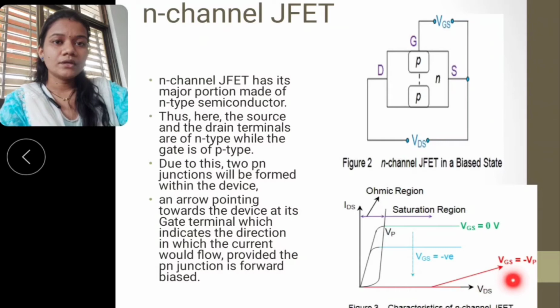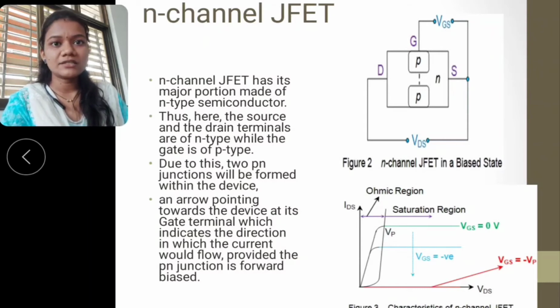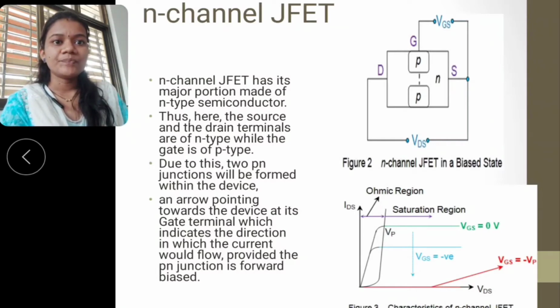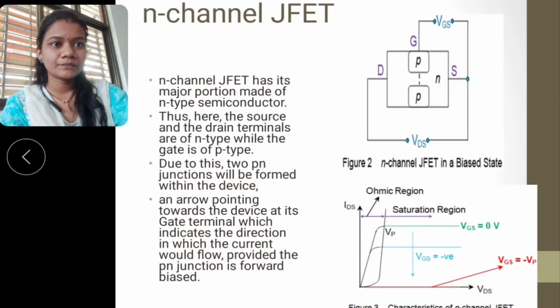That is the drain to source voltage versus the drain to source current, depending on the condition of the gate to source voltage. As we have seen, there are three cases: when the gate to source voltage is 0, when a small gate to source voltage is applied, and when a large gate to source voltage is applied. The N channel JFET has its major portion made up of N-type semiconductor. The majority charge carriers are electrons. Thus the source and drain terminals are N-type while the gate is P-type.